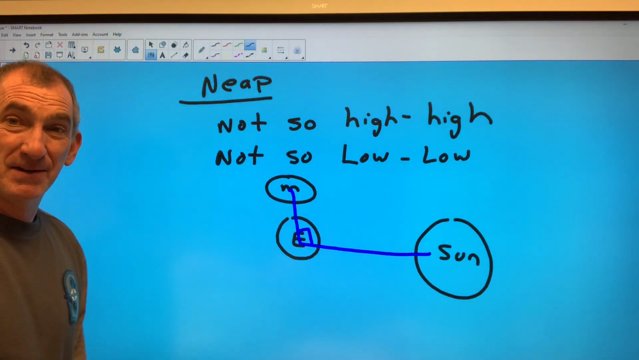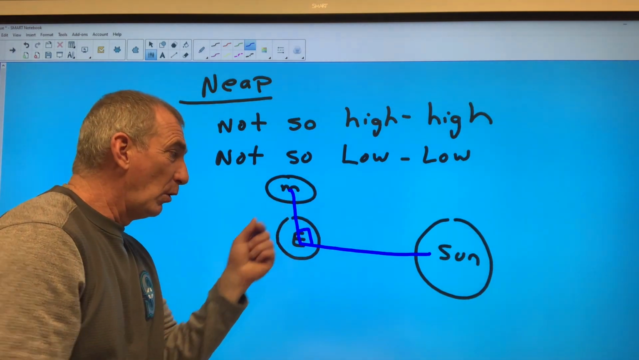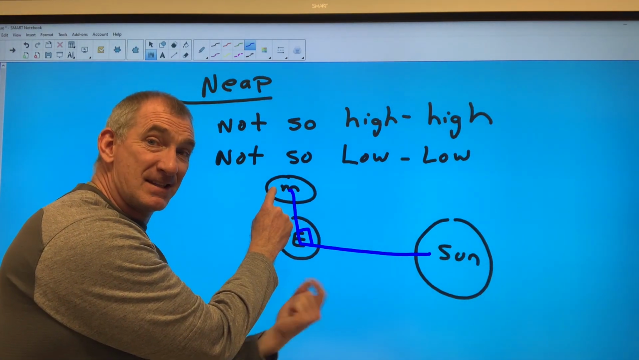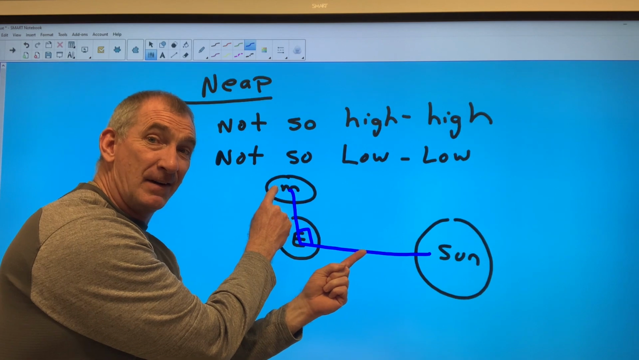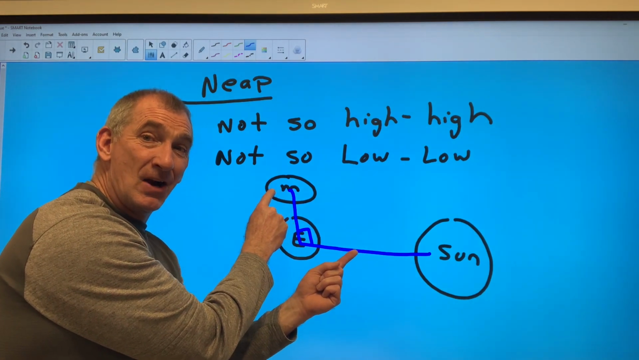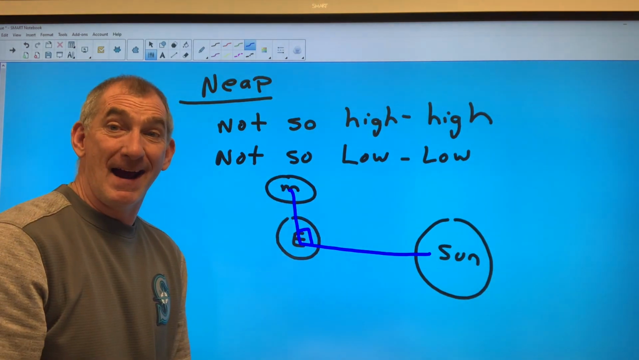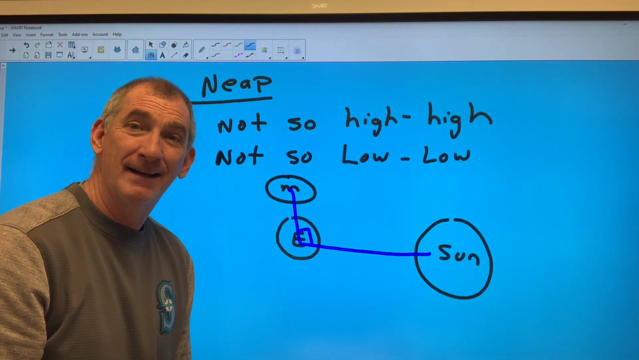What's happening here is that the moon is trying to pull water right here, and the sun is trying to pull water right there, and they're working against each other. And it creates the not so high tide and not so low tide.